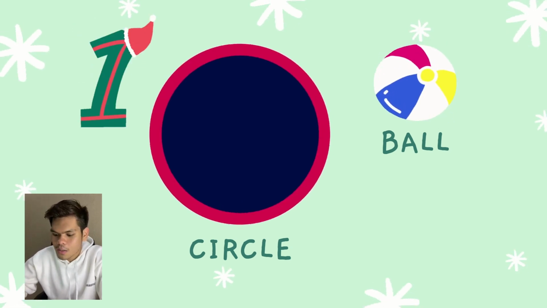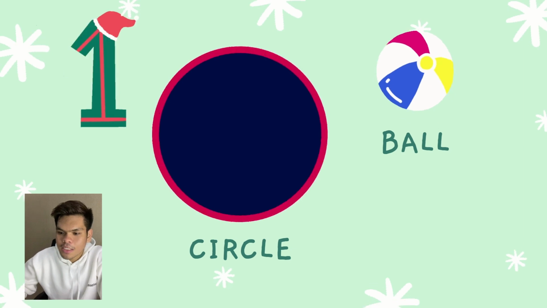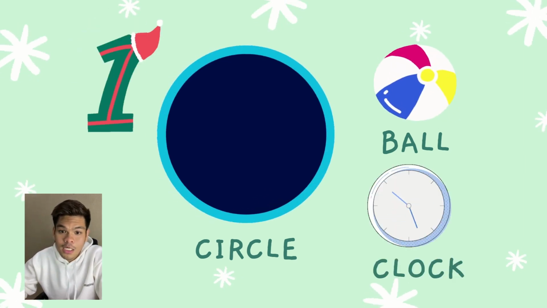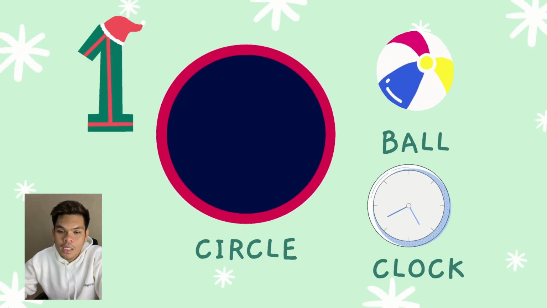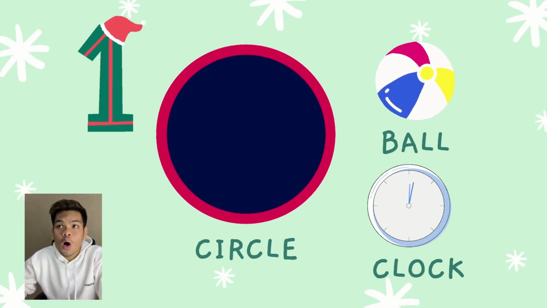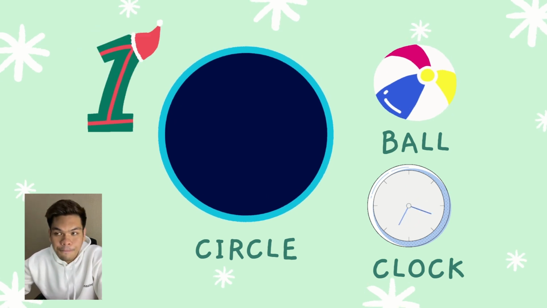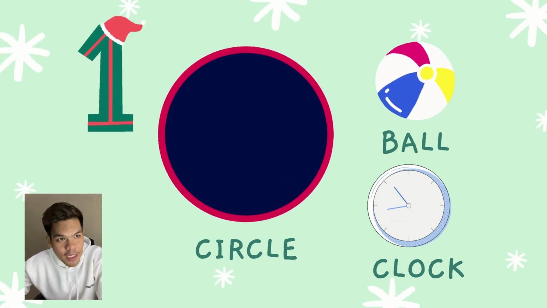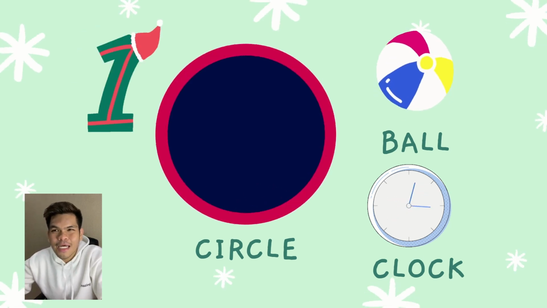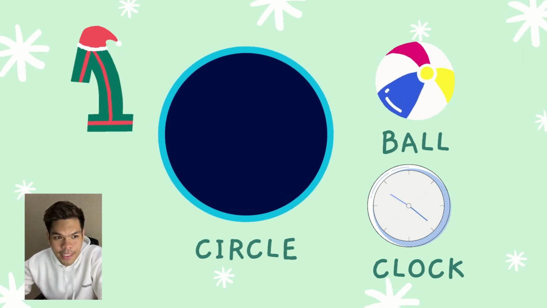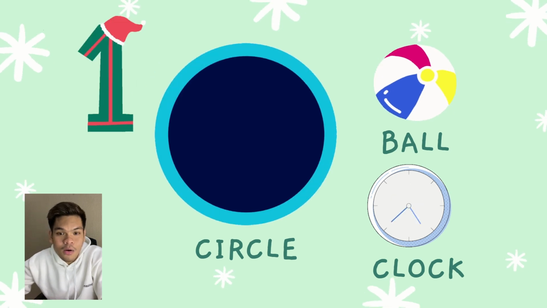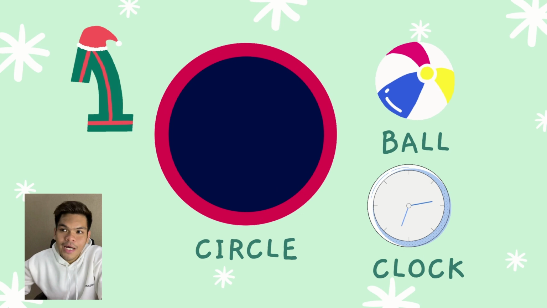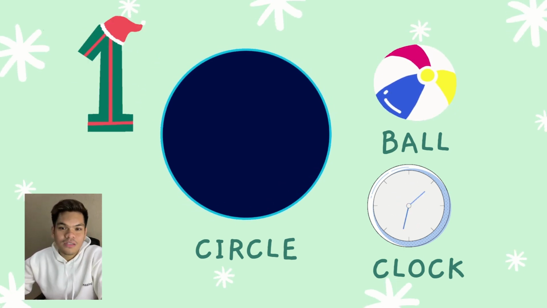Okay, bola. Okay, the next example is clock. Clock atau jam. As you can see on the wall, dekat dinding, most of the clocks on the wall are circle in shape. Kebanyakan jam dinding adalah berbentuk bulat. Ada juga bentuk lain. There are clock that is not circle, but most of the clocks are circle in shape.